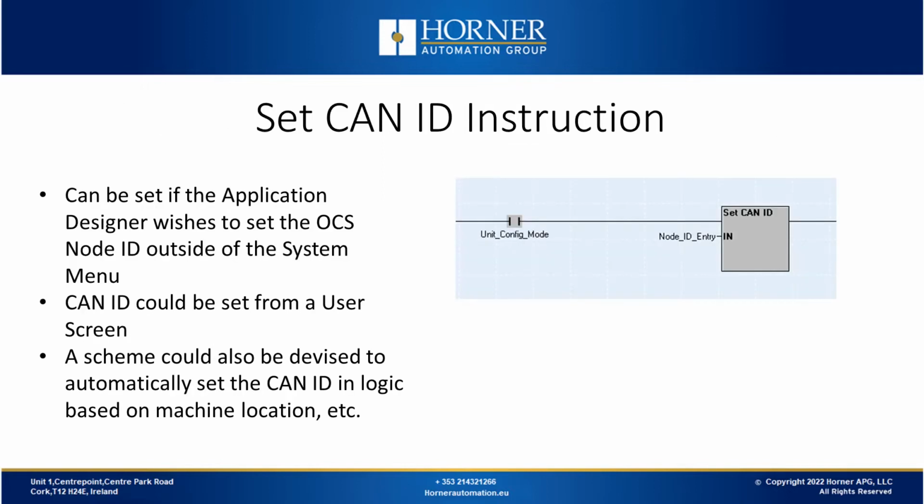The next instruction we'll look at is the SetCanID instruction. Normally the CAN address or the node address or the node ID is set from the system menu. However, with this SetCanID instruction, it gives you the ability to, in the logic, set the CAN address of your OCS. You could have a CAN address data field on a screen that is the source of that CAN ID, or it could be some algorithm in your logic to determine what the local OCS should be in terms of its local network ID if you wanted to do that automatically.